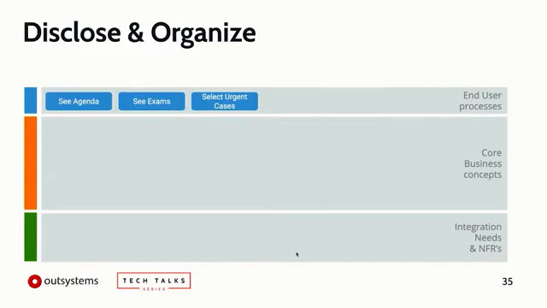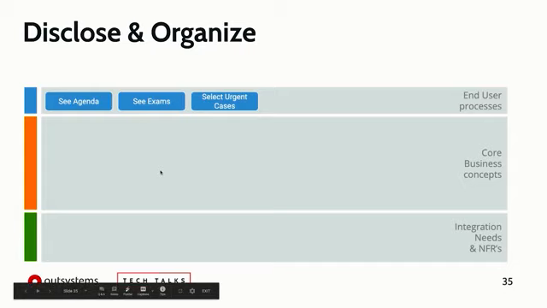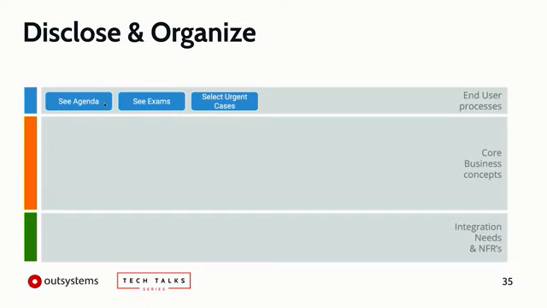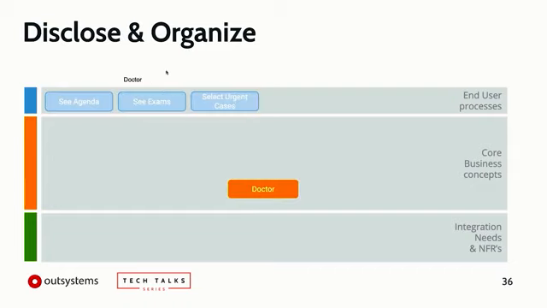As we are disclosing and organizing, we just found out that these are the end-user processes that we need to support. We need to allow doctors to see the agenda, to see the exams of their patients, and to select urgent cases. The doctor itself is a core business concept that will have to be represented in our system. Of course, we need the concept of an exam.